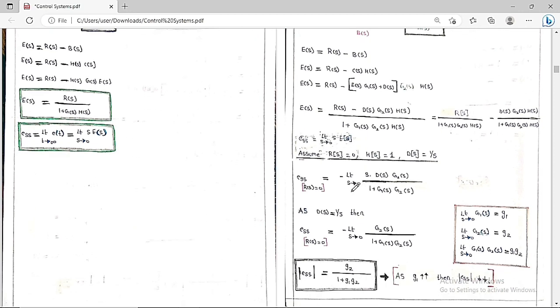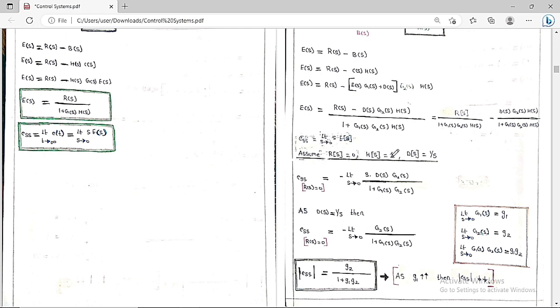Then what am I going to do? I am going to assume input is equal to 0, and H of s is equal to 1, and D of s is equal to 1 by s. I am going to assume like this because I am going to assume that the disturbance is nothing but U of t. So D of t is equal to U of t, so D of s is equal to 1 by s. So for analysis purpose I am going to assume like this.